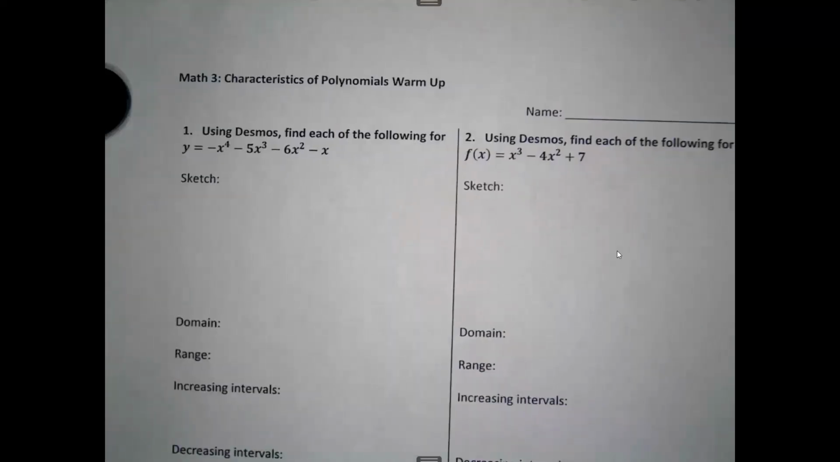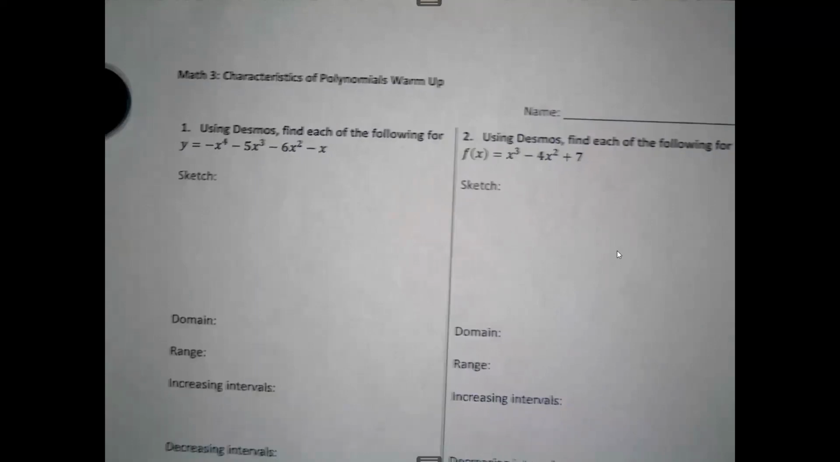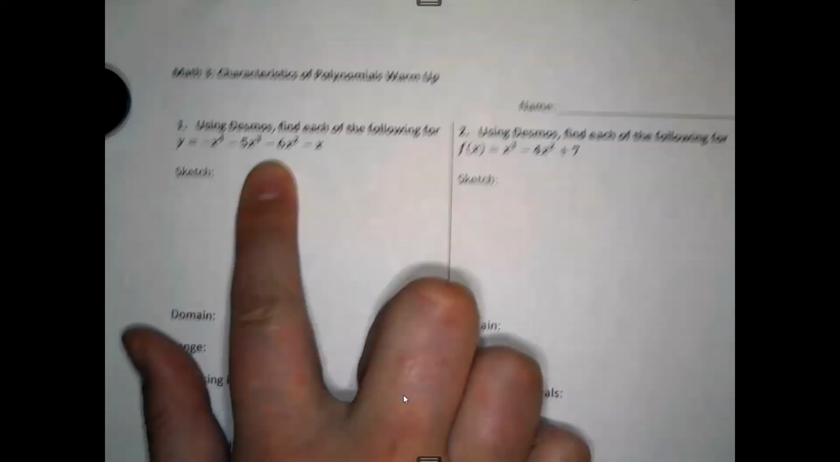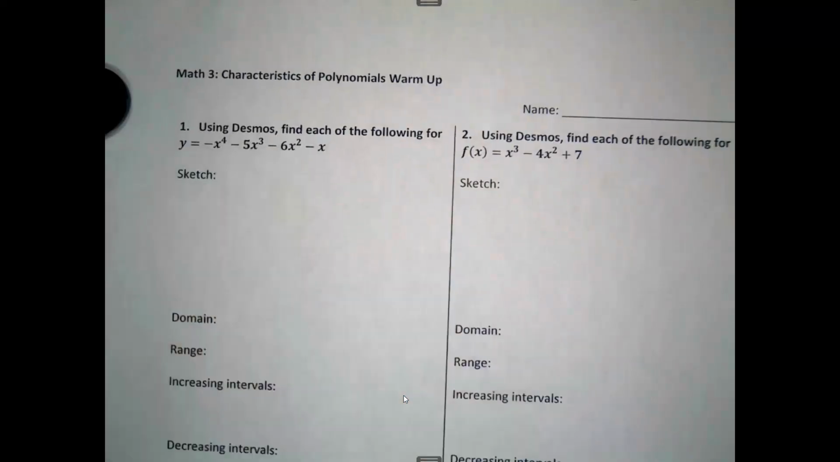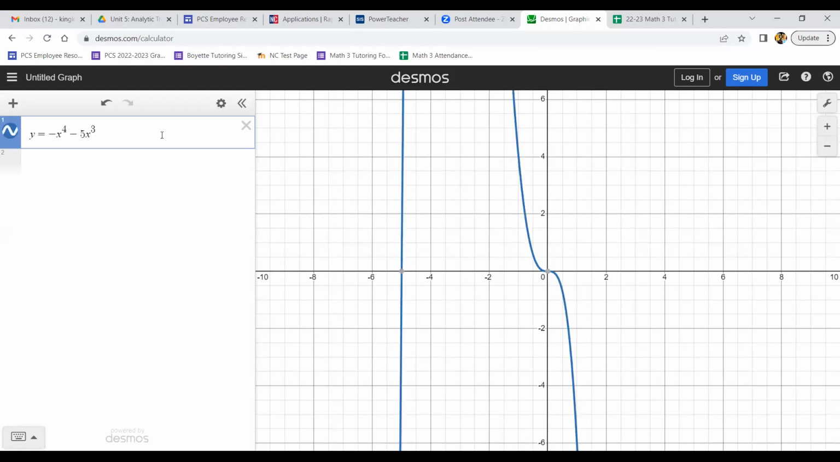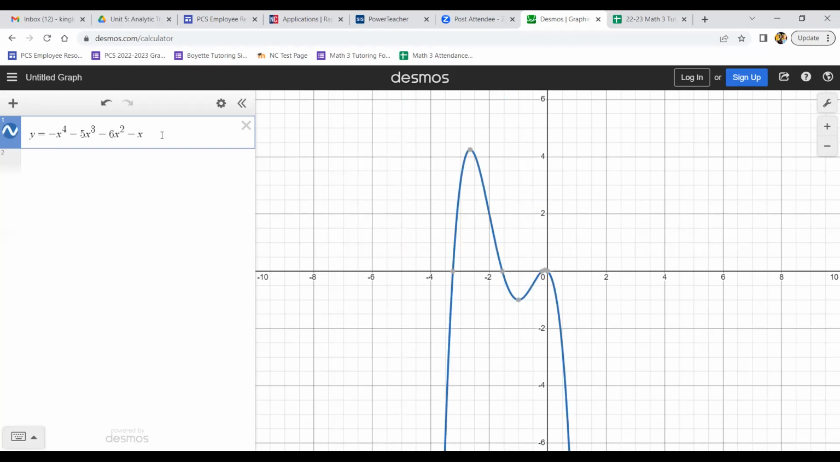So we have some polynomials like yesterday. We are definitely going to be using Desmos for the entire problem, to go over the warm-up and then also to go over the problems that we're learning about today. So first thing we need to do is to take the equation and type it in on Desmos. So y equals negative x to the fourth minus 5x to the third minus 6x to the second minus x.